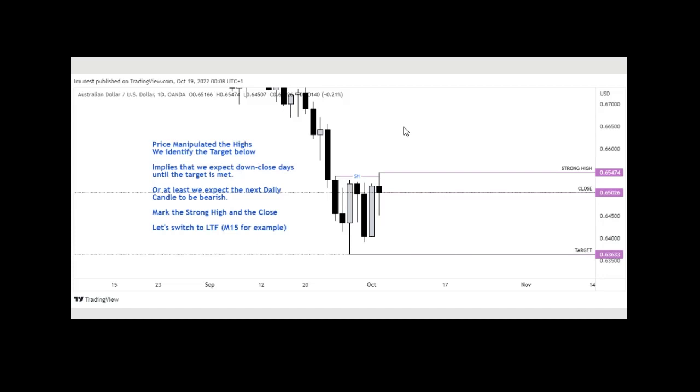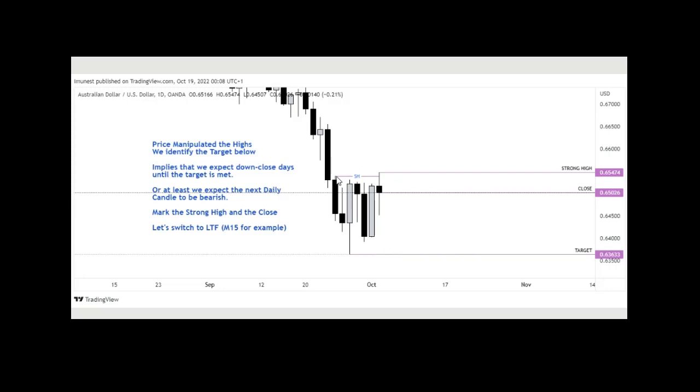Now we just want to look at how we can actually trade with this. I don't know if the concept resonates with your trading style. Backtest and see if you can make use of it. The first thing we are taking note of here is that price manipulated the highs with this candle, and after this manipulation, we identify the target below.